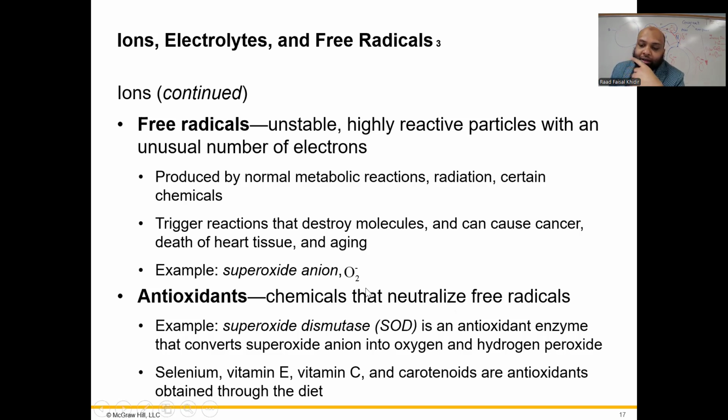Antioxidants are chemicals that neutralize free radicals. They make them lose this extra lone electron that makes them so harmful and dangerous. Where do we get the free radicals from?